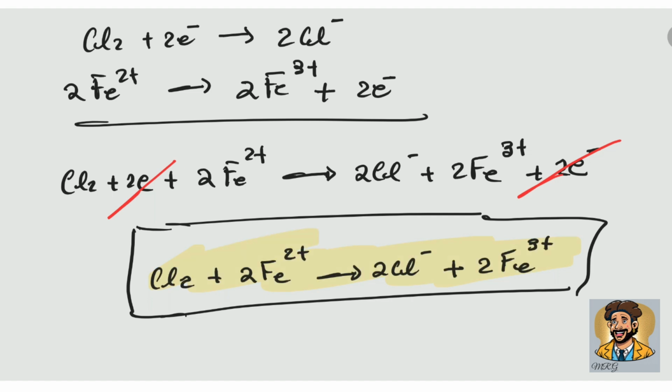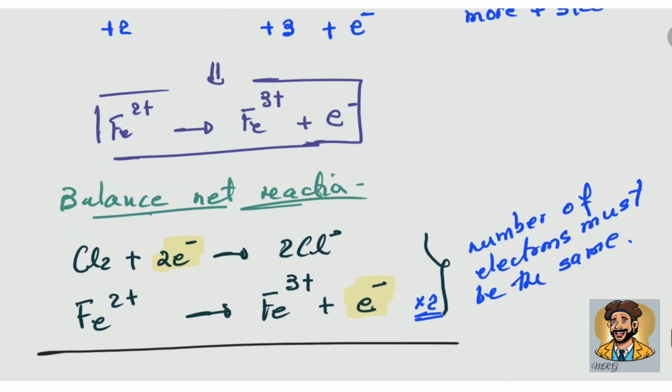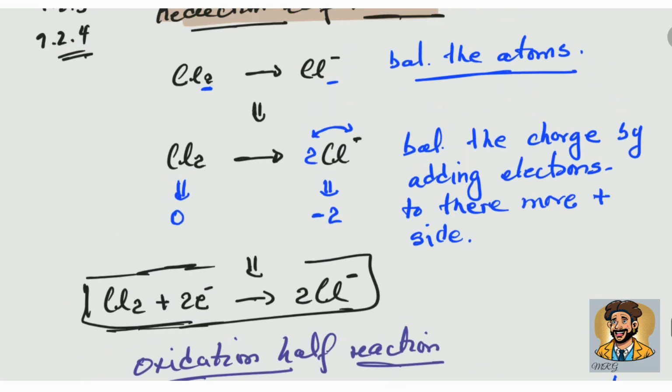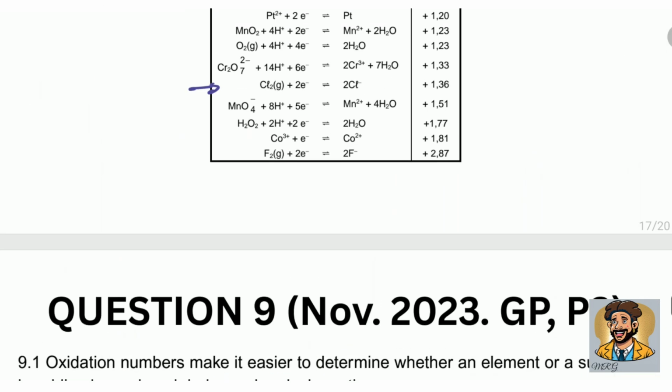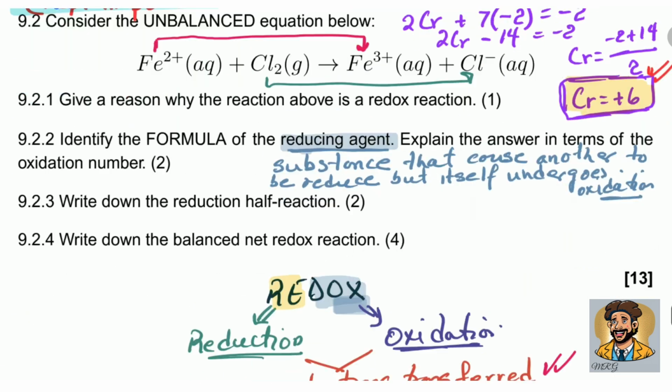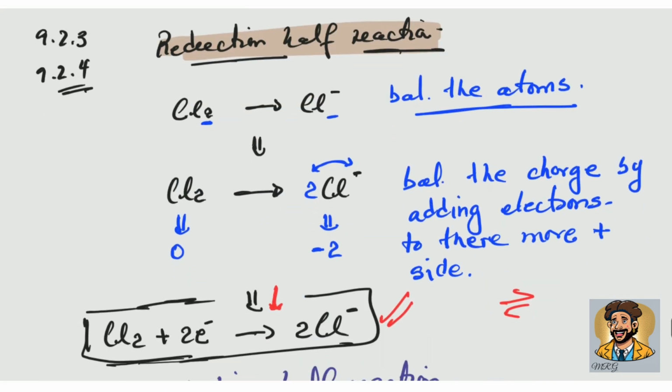Marking wise, there is 1 mark for the reduction half reaction that they ask you. So there are 2 marks for writing the equation. If you have a double arrow, you won't get the mark. That's why I say you must learn how to do it. A double arrow is not accepted. If you go to the table, all of them come with double arrows, as you can see there. You cannot write it like that. So there are 2 marks for that one.